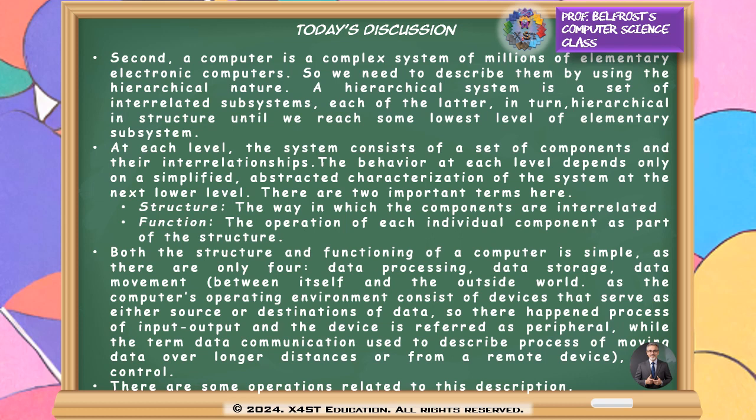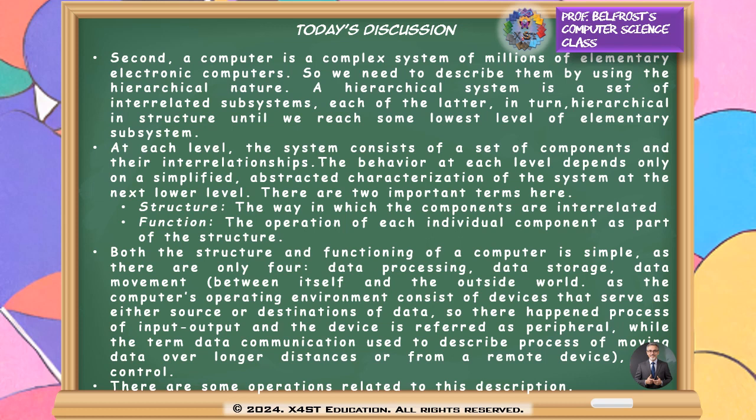There are two important terms that we need to pay attention to here. The first one is structure. Structure is basically the way in which the components are interrelated, and the second one is function. Function is the operation of each individual component as part of the structure. Both the structure and the function of a computer are simple, as there are only four things.